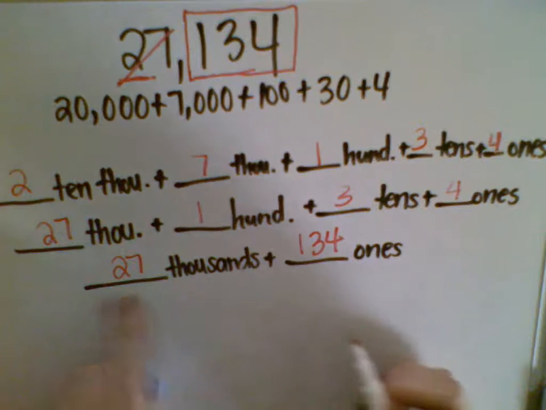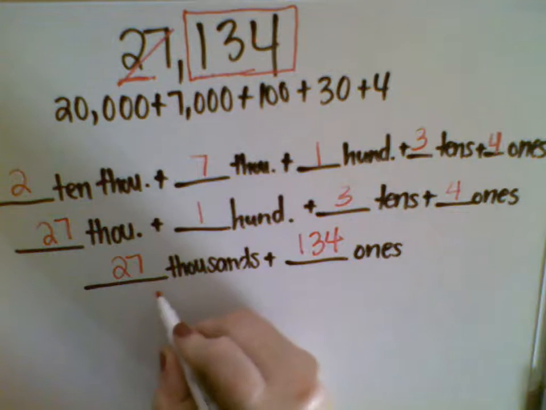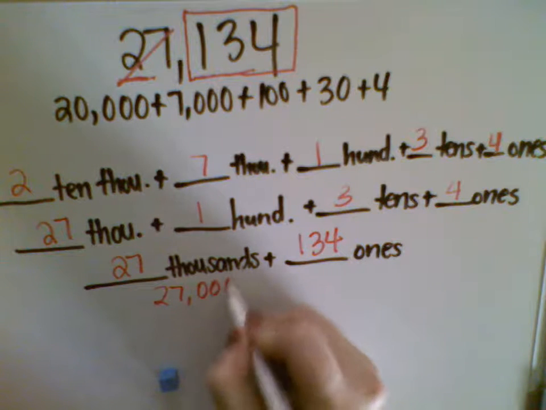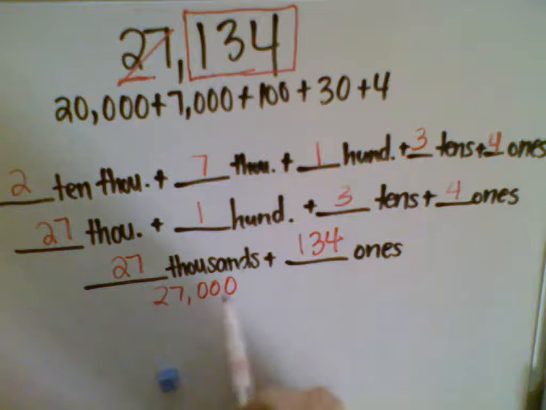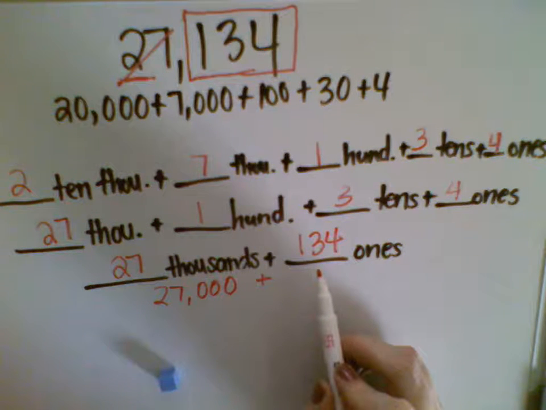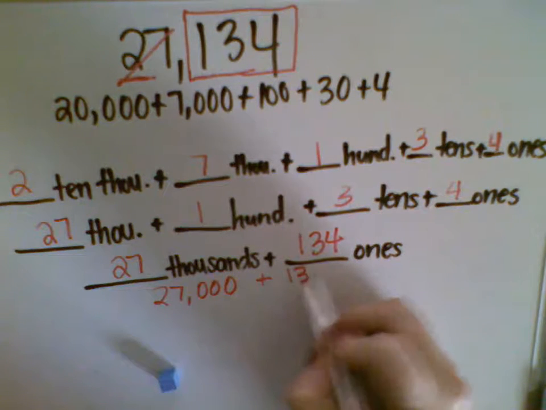This one tells me 27 thousands, so this is partially in word form, but I'm going to write it in standard form, number form. This is represented by 27,000 because it's 27 thousands, and this is 134. I'm not going to write this part in expanded form. I'm just going to write 134.